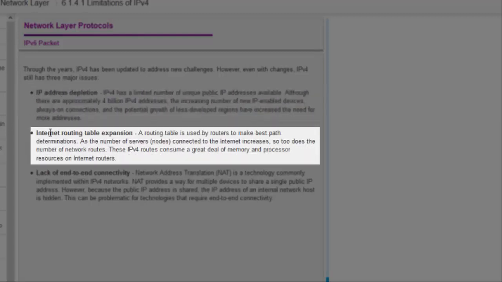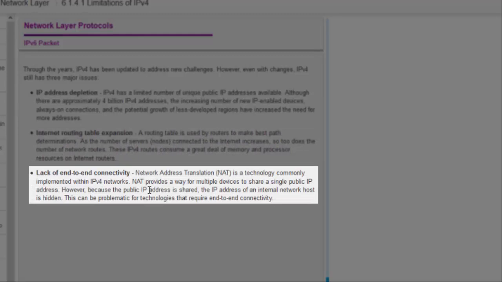Also, due to that great growth, there is a huge expansion in the routing table on the routers, and that really slows the processing of the IP packets and consumes a huge amount of memory and processor resources on the internet routers. There's also that problem of lack of end-to-end connectivity because of the shortage of IP addresses.